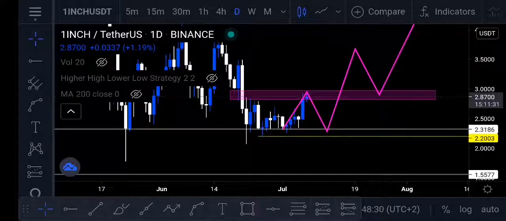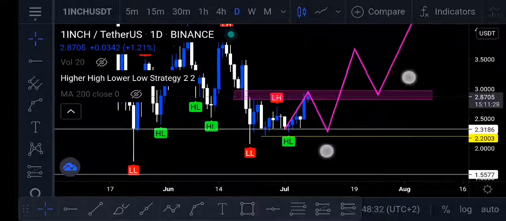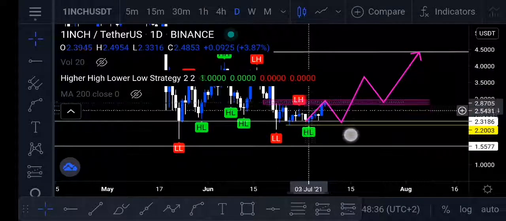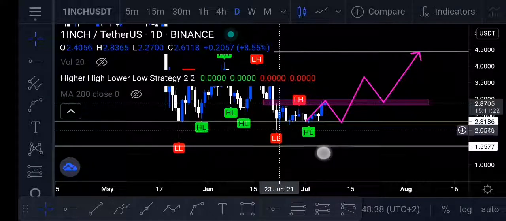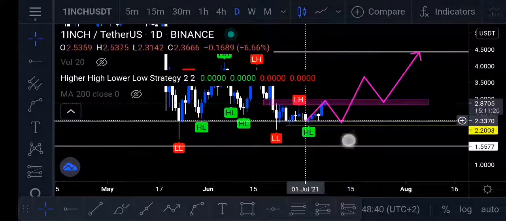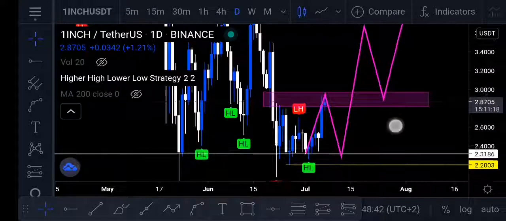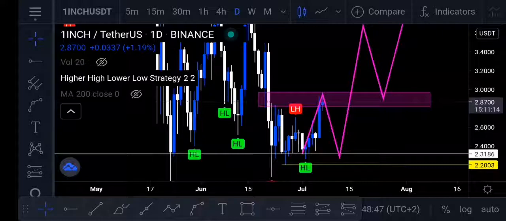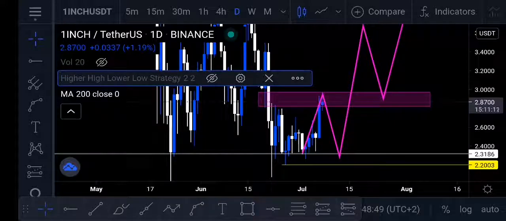If you put on the high lower low strategy, or this is the actual indicator, we can see that we made a lower low, lower high, then a higher high above this high lower low right here. So at this point we actually surpassed this lower high right here, so this will be a new higher high, which starts to put us in this uptrend position. But guys, we will see.